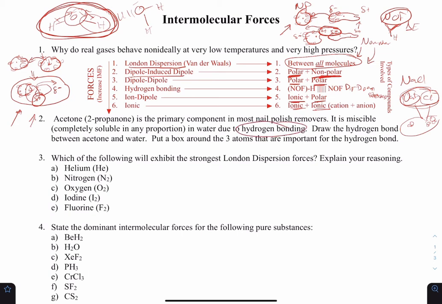Draw the hydrogen bond between acetone and water, and put a box around the 3 atoms that are important for the hydrogen bond. Okay, so I'm going to draw it down here. Let's draw acetone first. I'm going to use organic structures here. So if you don't understand what this means, just know that every bend and end here is a carbon. So this would be a carbon, carbon, carbon. And then wherever there's nothing else bound, you always assume hydrogens are bound to saturate the carbon. So here we'd have 3 hydrogens there and there.